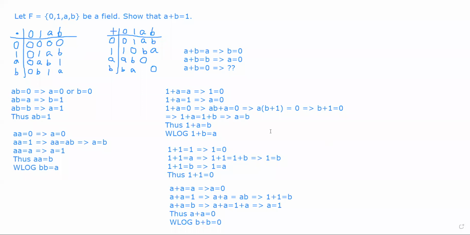Now, finally, we can figure out what A plus B equals. If A plus B equals 0, then A plus B equals A plus A. You could use B plus B, and the same thing would hold. But anyway, B equals A, which is impossible. Therefore, A plus B has to be 1. And we've completed the addition table.